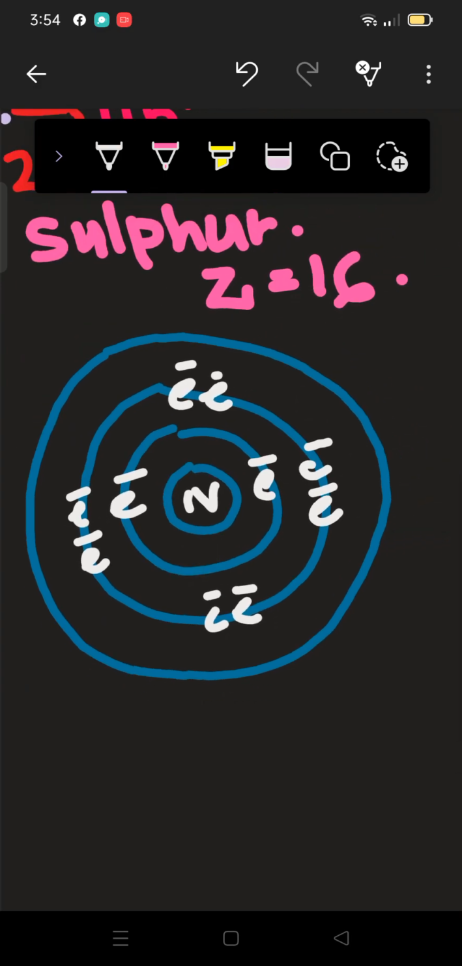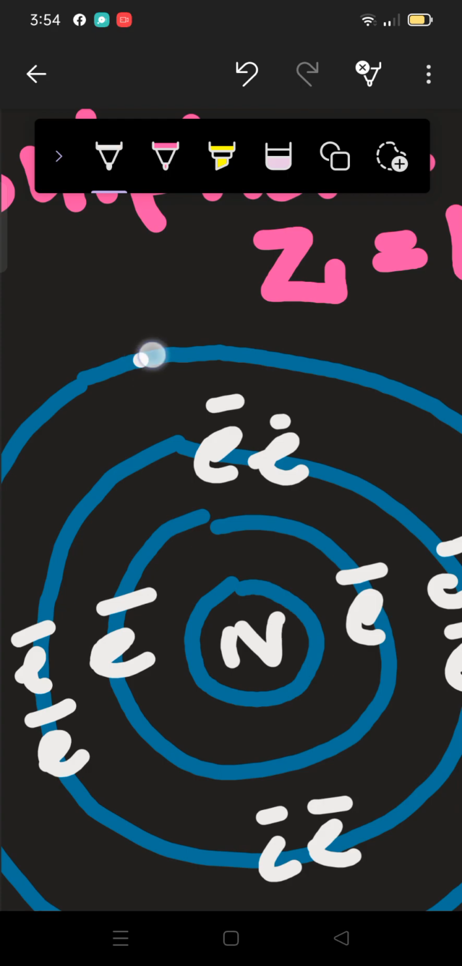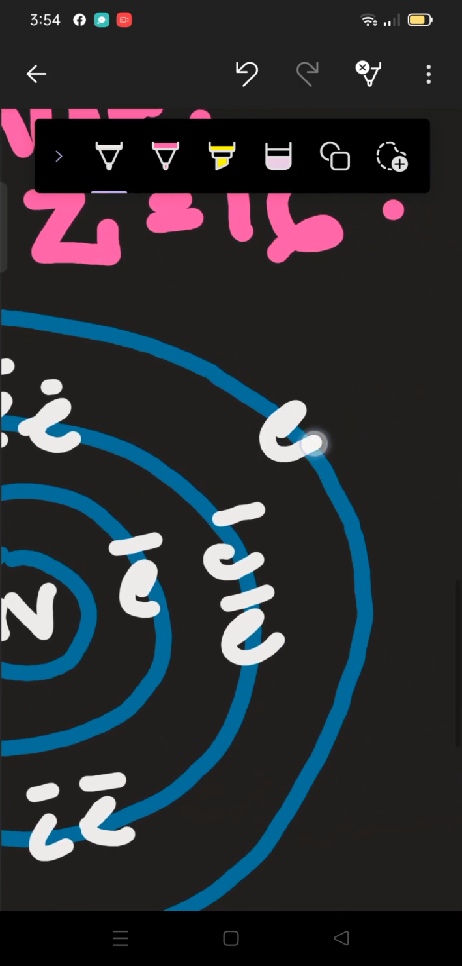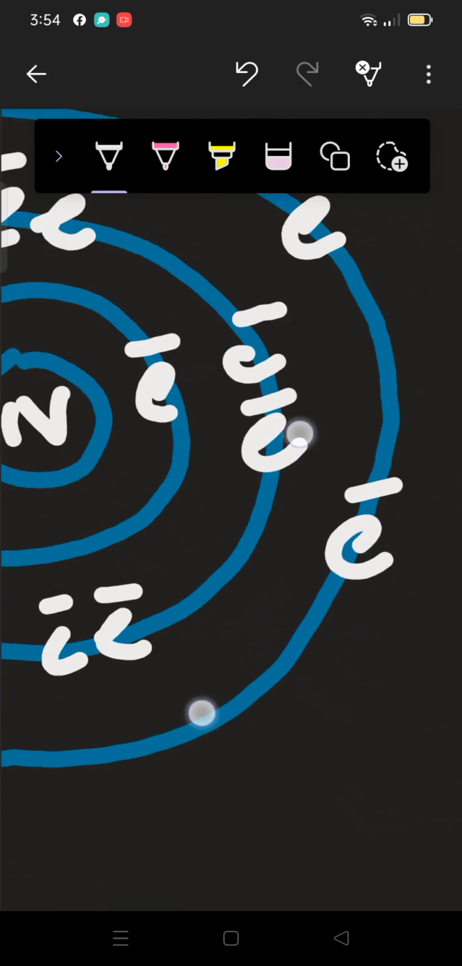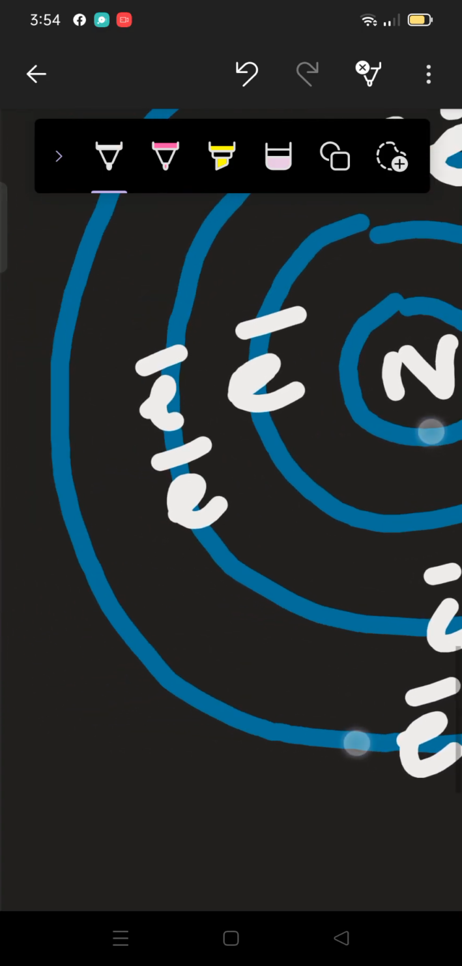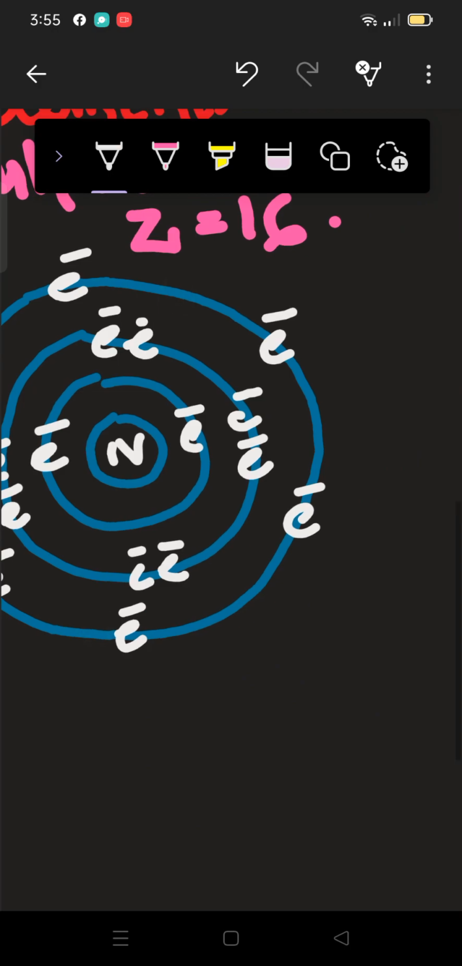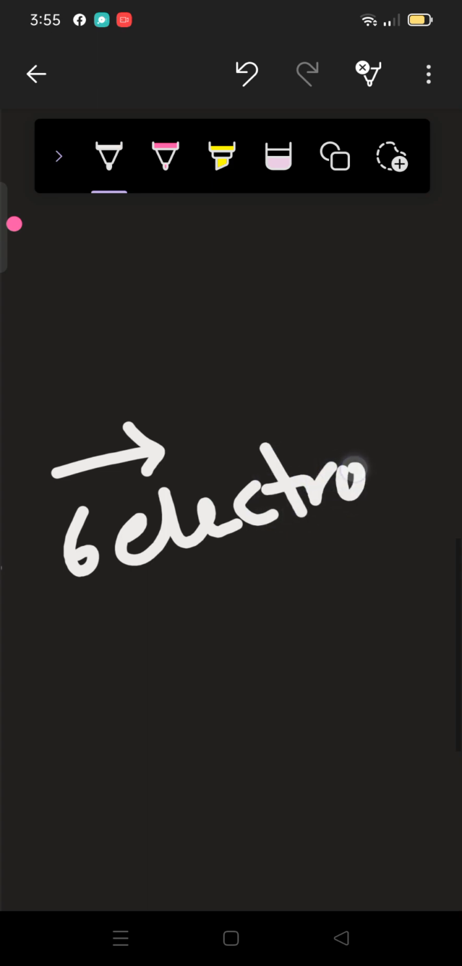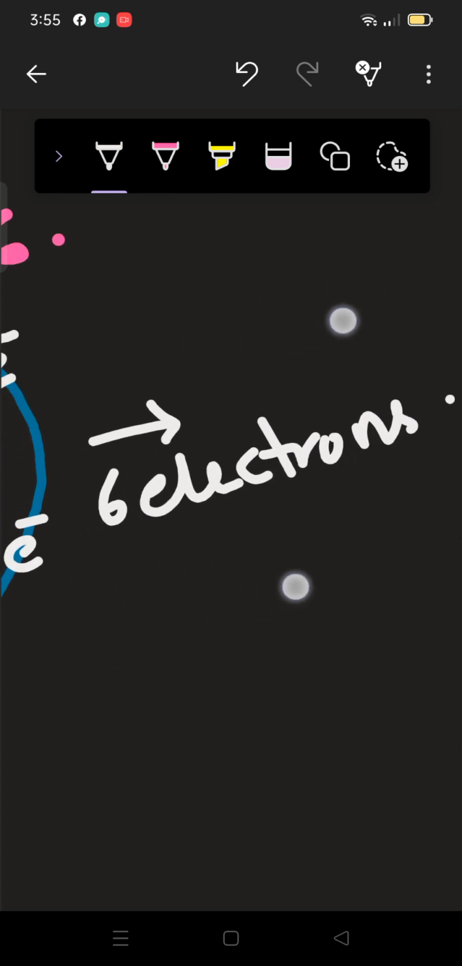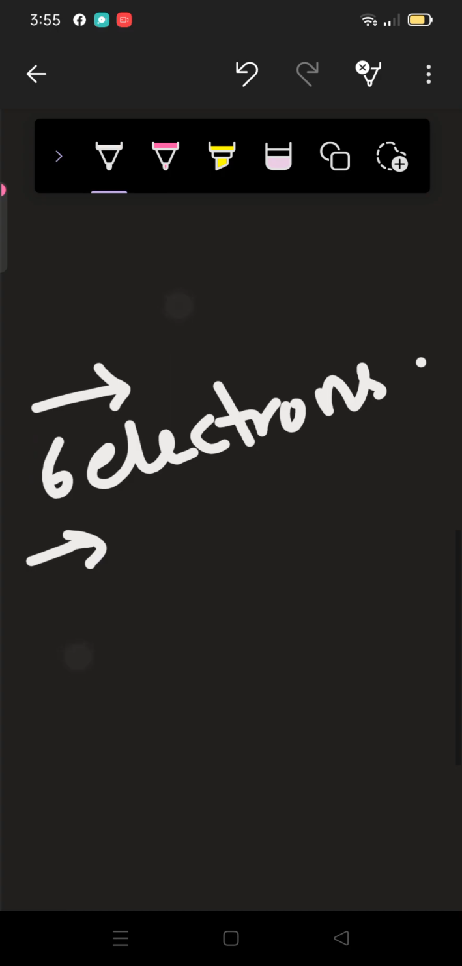16 minus 10 is 6. So again 6 electrons are remaining, so 6 electrons will be in the last shell: 1, 2, 3, 4, 5 and 6. As you can see here, it has 6 electrons as well. And how many shells does it have? It has 3 shells.